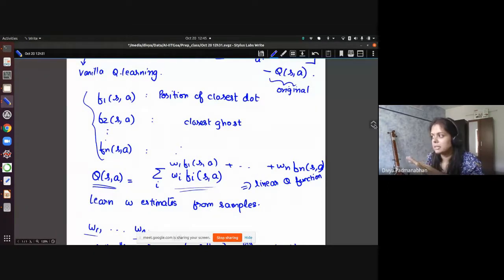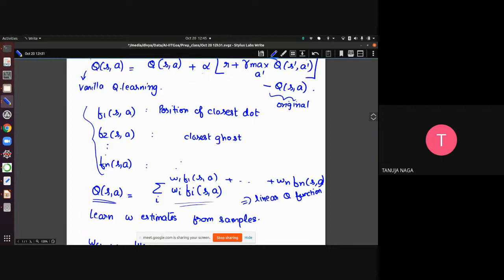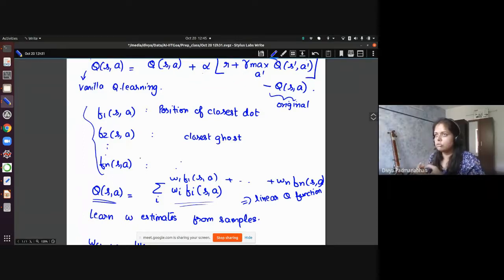Let's go step by step. These f1, f2 up to fn, do you understand what those functions are? Yes. Okay, so those are some kind of features to represent each state and action pair. Those are additional things that you have about the state. An example I gave was with Pac-Man. Instead of exactly capturing the Q value directly, you're trying to extrapolate it using these features.